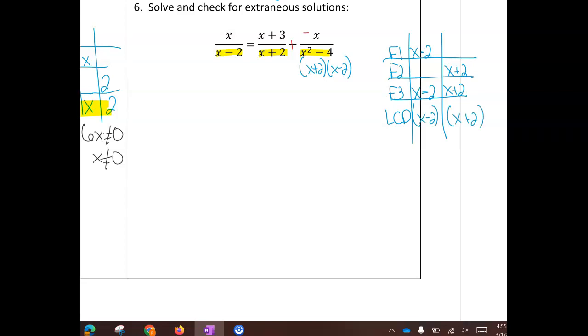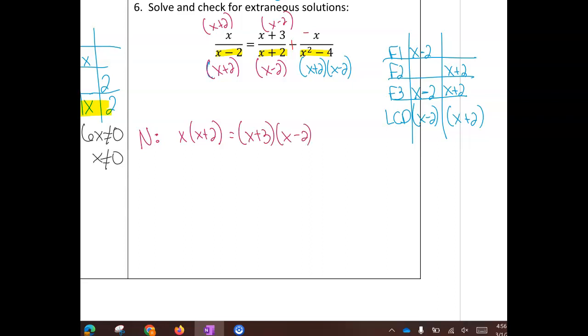So the first fraction needs an x plus 2. The second one needs an x minus 2. The third one doesn't. So now I'll do those things to the top. And I can let the denominator go. And I'm going to have an x with an x plus 2 equaling an x plus 3 with an x minus 2 and a negative x.